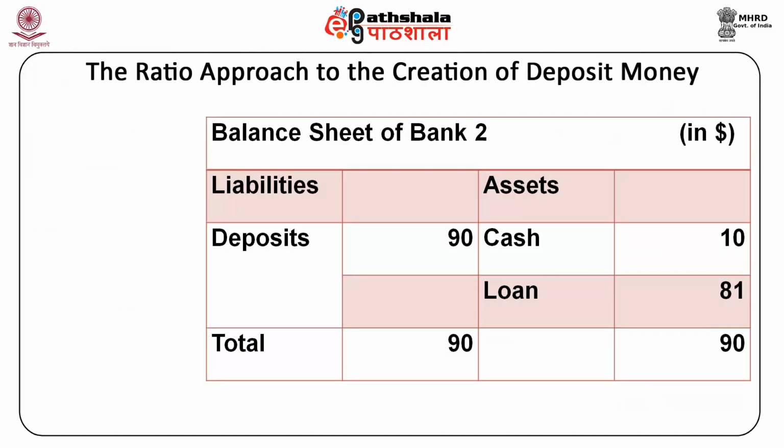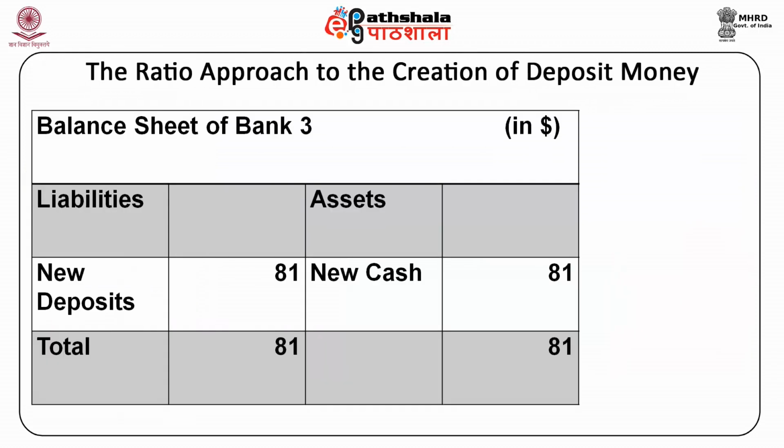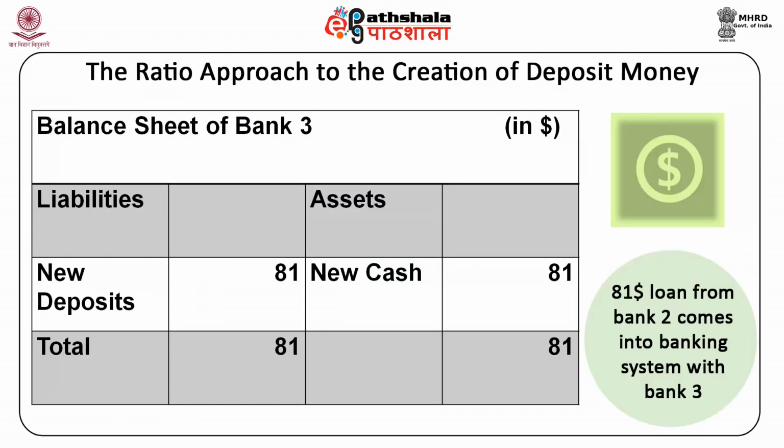Bank 2, after keeping 10% reserves, lends the rest of $81 to the borrowers in the form of loan. Its balance sheet thus becomes as given in the table. Those who receive $81 as loan from Bank 2 may spend the amount, and again money comes into the banking system, but now with Bank 3. The balance sheet of Bank 3 is given in the table.